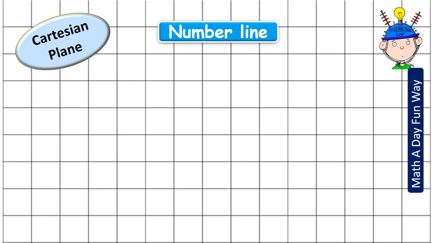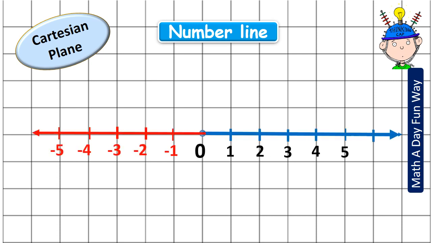You have studied how to locate a point on the number line and how to describe the position of a point on it. A line has only one dimension, that is, its length. So, a number line helps us in one-dimensional representation of numbers.